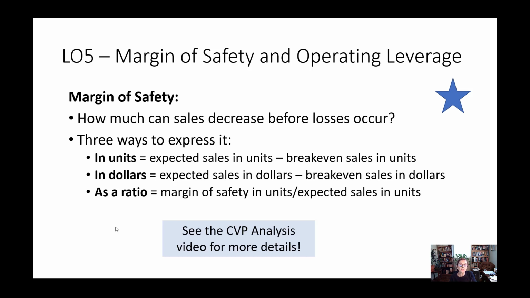So there are three ways to express the margin of safety. One is in units. So in other words, how many units can our sales decrease before we have losses? And that is equal to our expected sales in units minus our break-even sales in units. Our margin of safety in dollars says how much can our sales dollars decrease before we have losses? And that's going to be expected sales in dollars minus your break-even sales in dollars. And then finally, if you want to state it as a ratio, you take your margin of safety in units and you divide it by your sales in units.